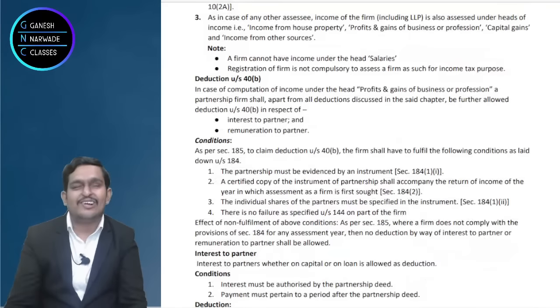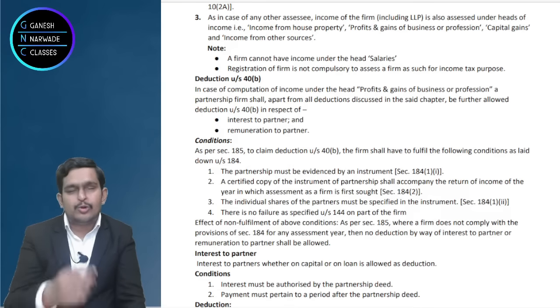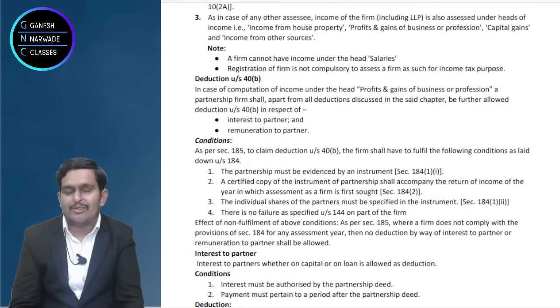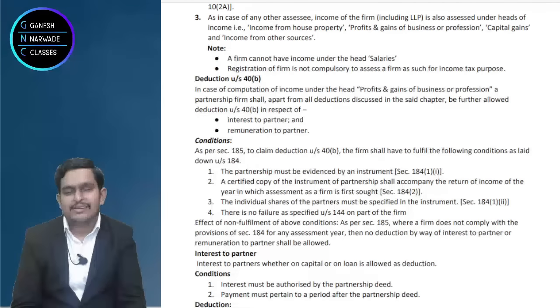So section 144 we are discussing now, and that is best judgment assessment. Suppose you don't file the returns, you don't give information when asked, the assessing officer will say, I will do the assessment based on my information. So that is best judgment assessment. That means the assessee failed somewhere. Such failures under section 144 should not happen. That's what they said. So if you satisfy these four conditions under section 184, then you can claim deductions under section 40B. Okay, clear to all of you?